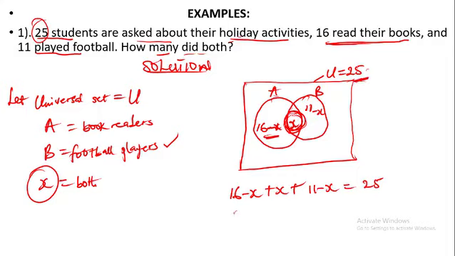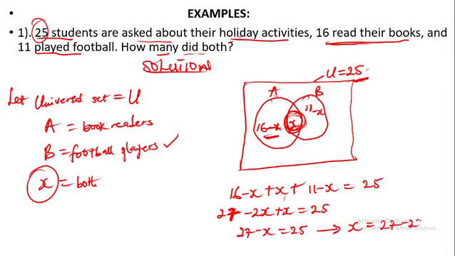Okay, we collect like terms. We have 16 plus 11, which gives us 27, minus X gives us minus 2X plus X equals 25. Collecting like terms again, minus 2X plus X gives us 27 minus X equals 25. Making X the subject of the formula, X is equal to 27 minus 25. Then X is equal to 2. So in a class of 25 students, 2 persons read their books and at the same time played football.